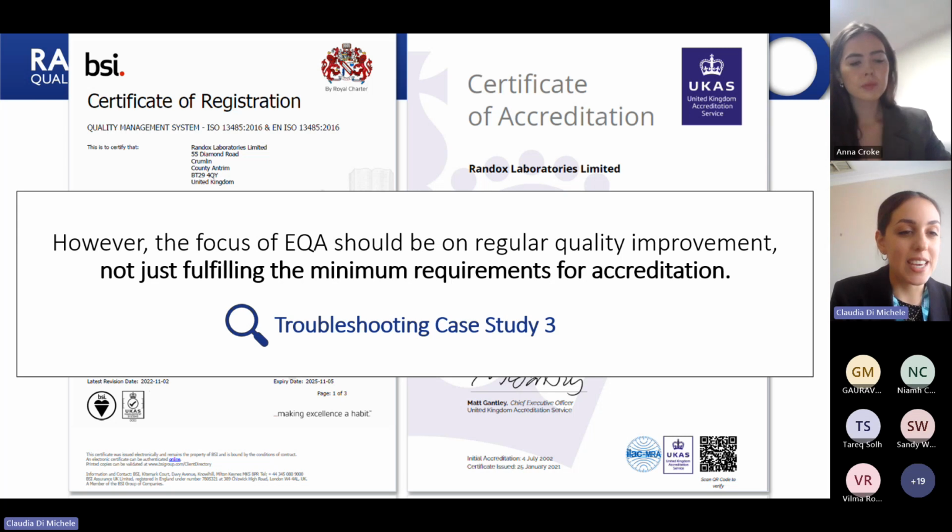Okay. So yes, as I was saying, the focus of EQA should be on regular quality improvement, not just fulfilling the minimum requirements for accreditation. And it can get us in a sticky situation when we're just using EQA for accreditation. Perhaps the scheme isn't most appropriate to our needs and we're actually missing some sort of bias or trends and shifts.